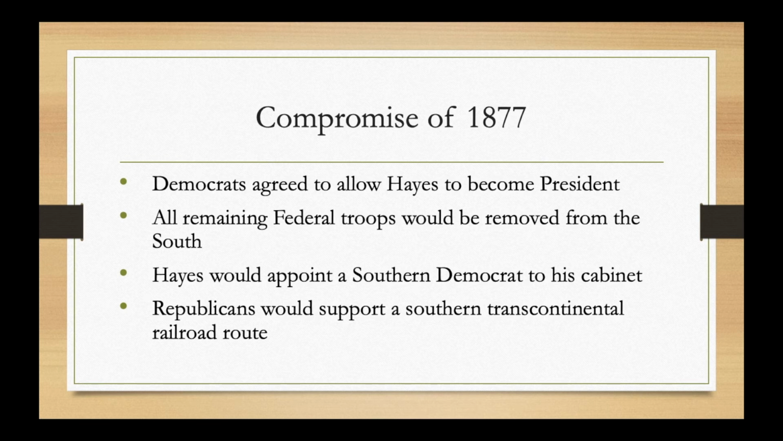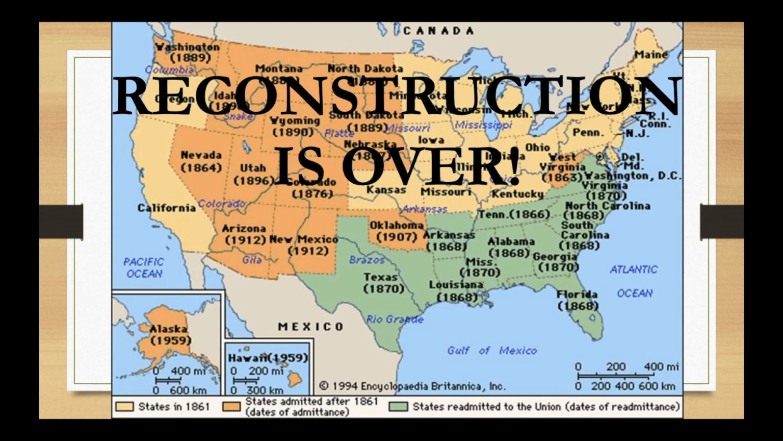He's going to have to elect Democrats to his cabinet. So Secretary of State, Vice President, Secretary of Treasury, all that is going to be the presidential cabinet. And the Republicans would support a southern transcontinental railroad route, which means it basically goes from sea to sea on the railroad. So they're going to get a lot out of it for just giving up the presidency, which is going to actually benefit the South way more than probably just having a president would.